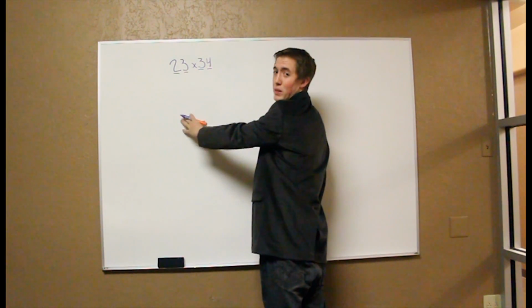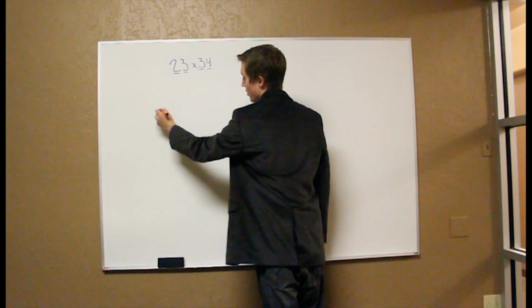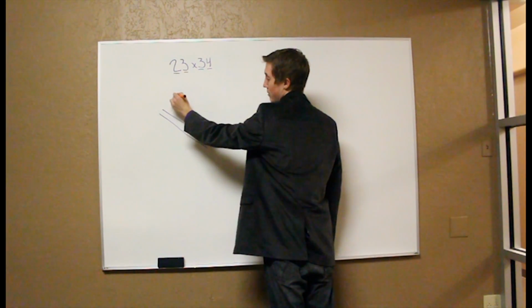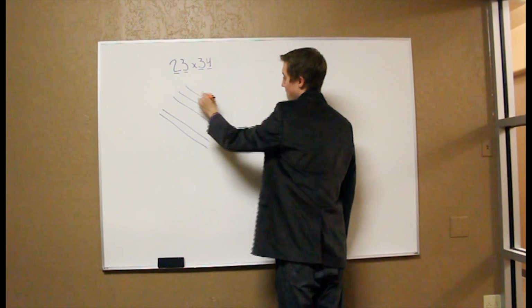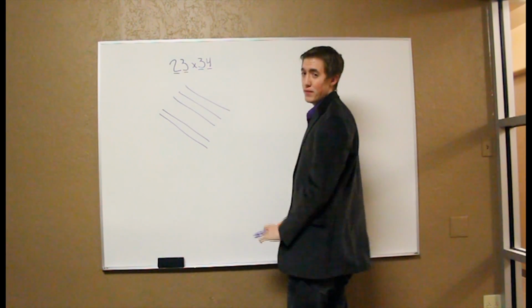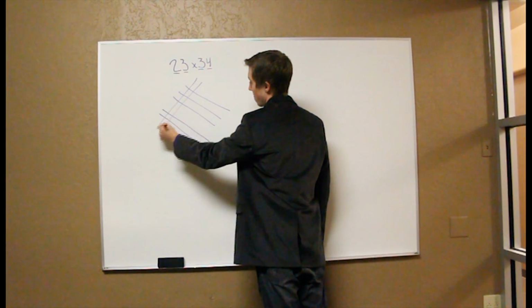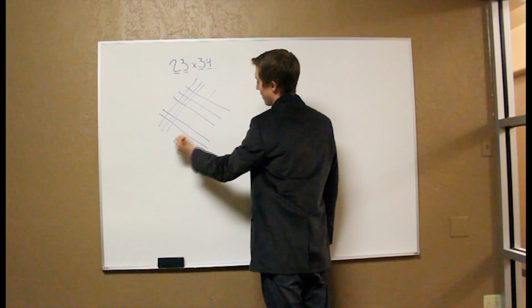Now we're going to represent 23 with lines. Looking at the 2, we're going to draw 2 diagonal lines. And then up above it, we're going to draw 3 more. And then we're going to do the same thing for 34, but those lines will be perpendicular to these lines. 3 lines for 3, 4 lines for 4.